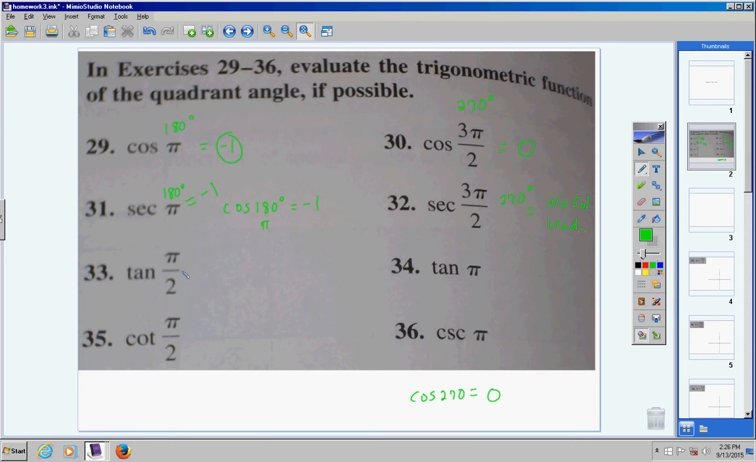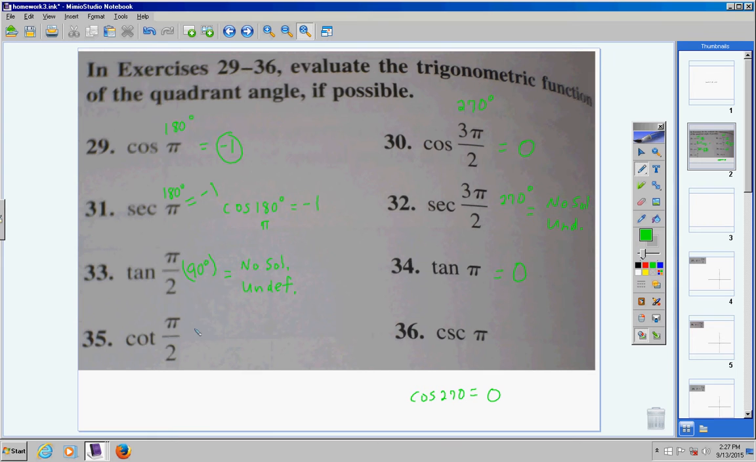Alright, tangent of pi over 2, or in other words, tangent of 90 degrees. Well, if you type that into your calculator, you're going to get error. So that means this is undefined or no solution, okay? Alright, tangent of pi. Okay, type in tangent and then 180 degrees, or pi, depending on what mode you're in, and you're going to get out 0. So the tangent of pi is 0.